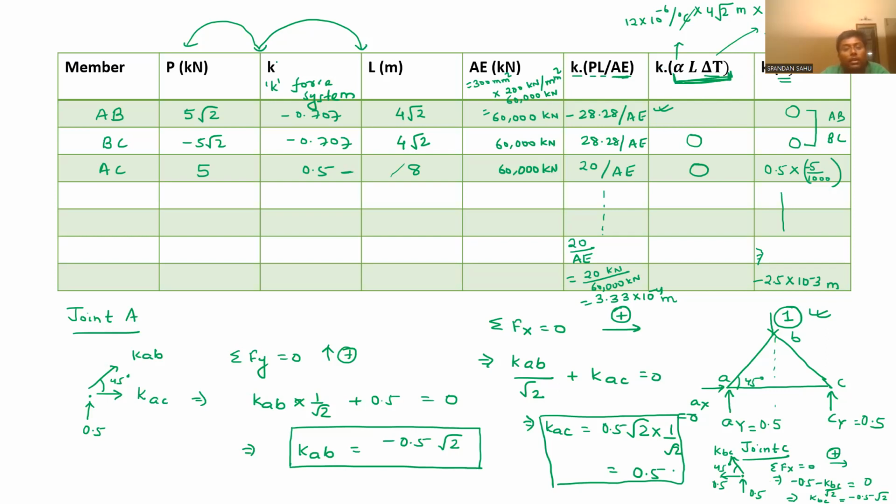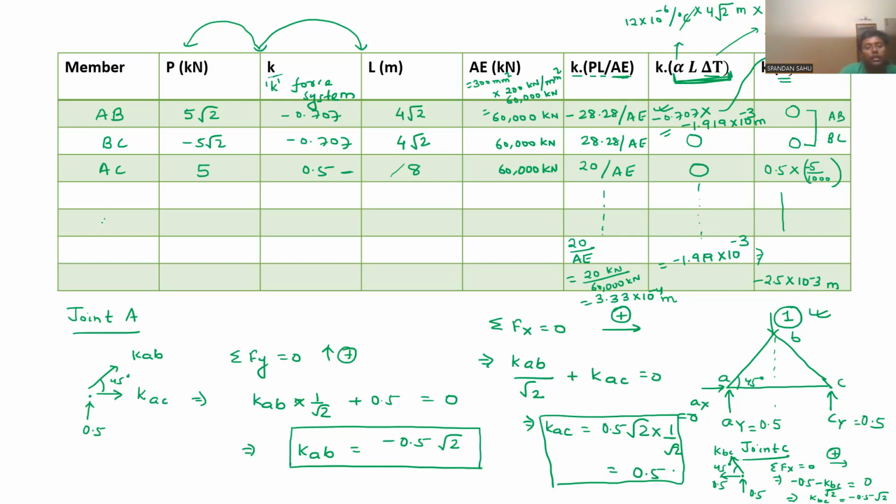Now when you multiply with the K value for that member only, that is minus 0.707, so minus 0.707 multiplied by this value. So this is coming out to be minus 1.919 into 10 power minus 3 meter. And when you add up all these values, the same value will come, minus 1.919 into 10 power minus 3.